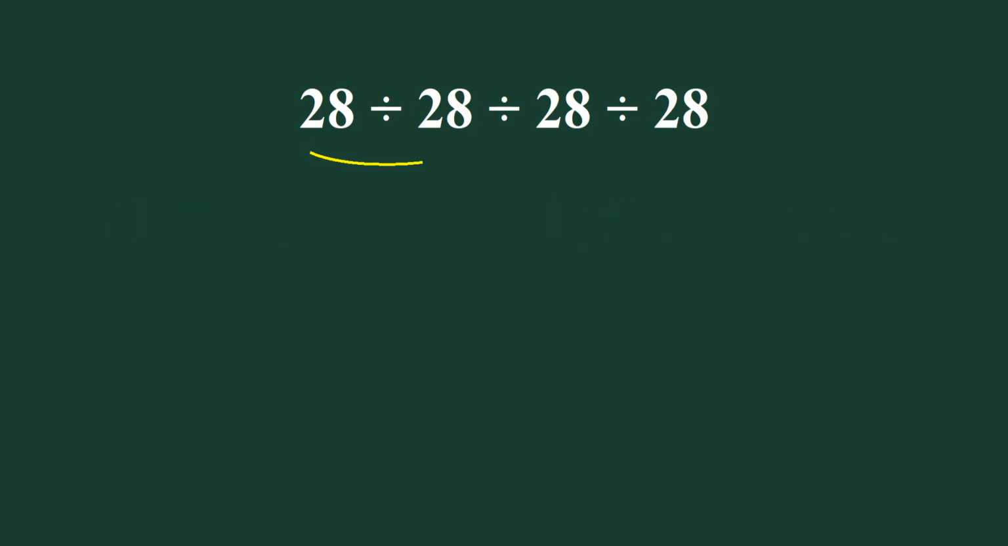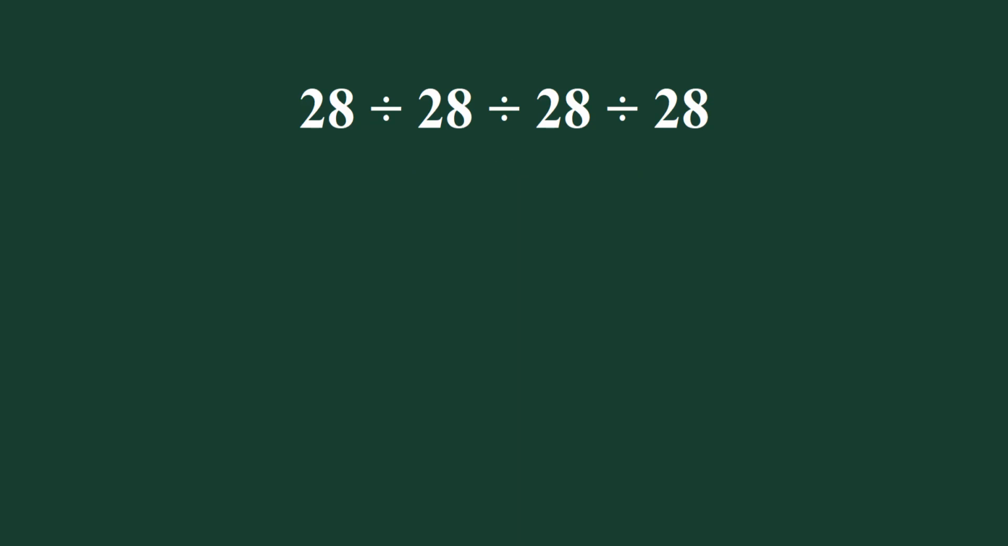28 divided by 28, which equals 1, and 28 divided by 28 equals 1. Now we have this problem, 1 divided by 1, which equals 1. But this answer is not correct because according to the order of operations, we must do this division, then this division, and at last this division.